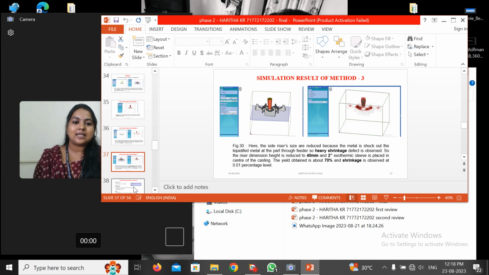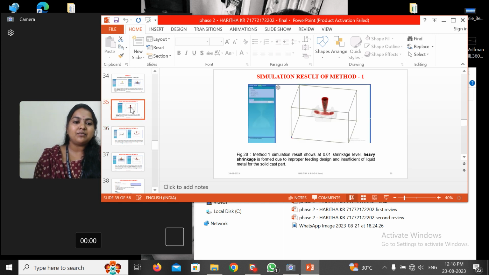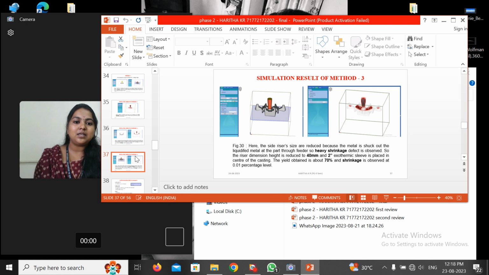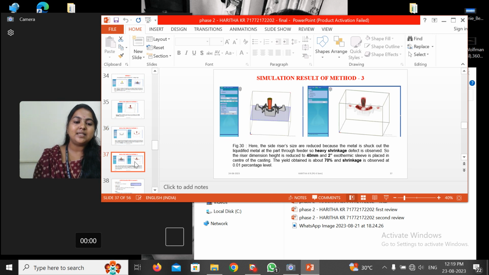Heavy shrinkage is also observed inside the casting, but the level of shrinkage is not the same as in method 1. In method 3, the size of the riser is reduced here, with the height of 120 mm, but here the height is 40 mm. Then a 2-inch exothermic sleeve is placed at the center. Metal feeding is also not proper, but the yield is 70%. Shrinkage is also attained at 0.07%.